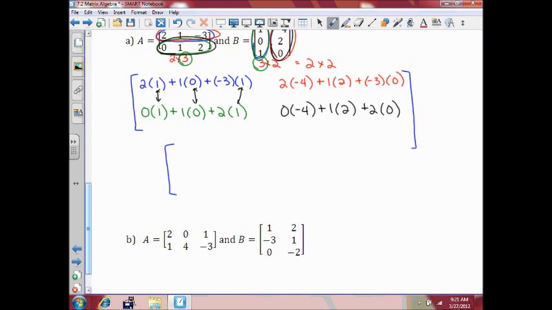2 plus 0 plus negative 3 does give you negative 1. Moving to the red part, negative 8 plus 2 plus 0 is negative 6. Moving on to the bottom left, 0 plus 0 plus 2 is 2. Moving on to the black, 0 plus 2 plus 0 is 2. So here is your product AB.